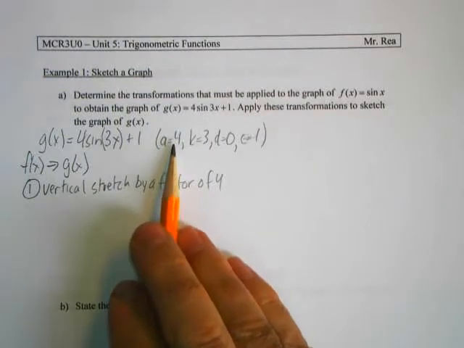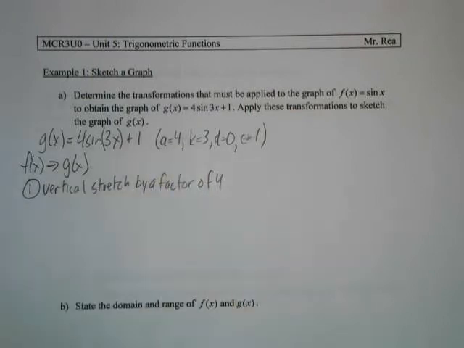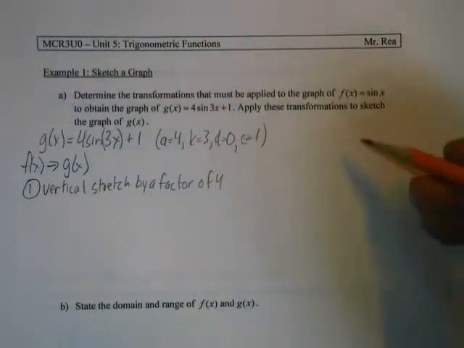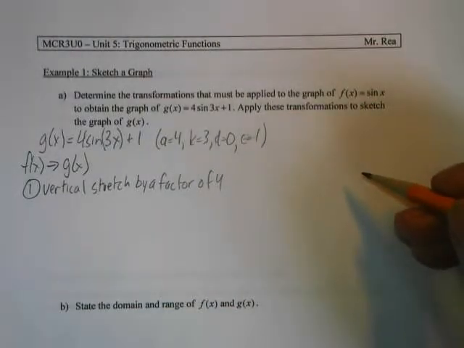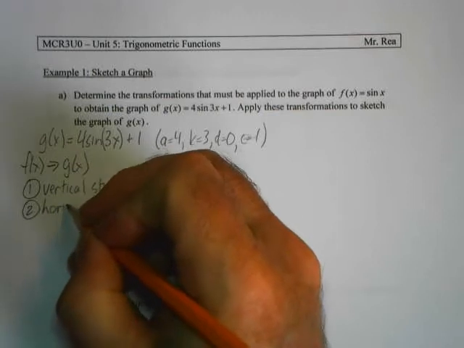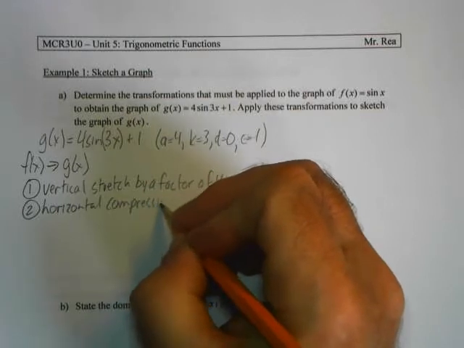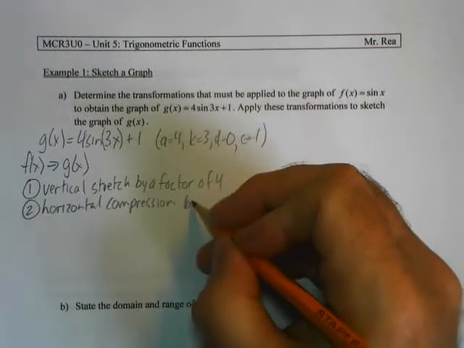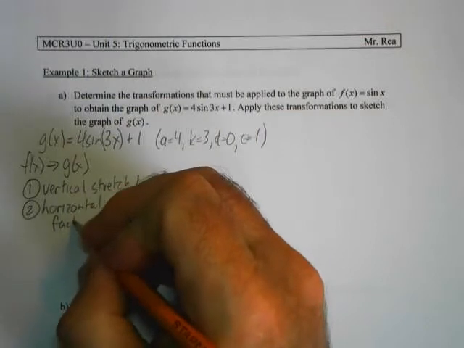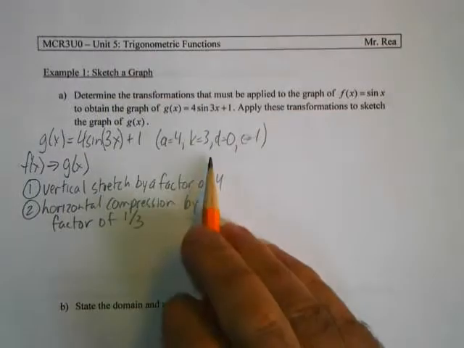Okay, and that handles the a value. There's no negative sign, so there's no reflection. K equals 3. Remember, the actual factor for that would be 1 over k, so 1/3. 1/3 tells us that it's a horizontal compression by a factor of 1/3. Okay, that handles the k value.